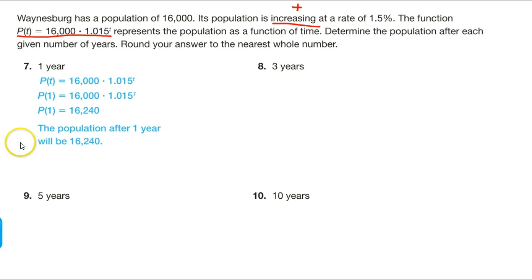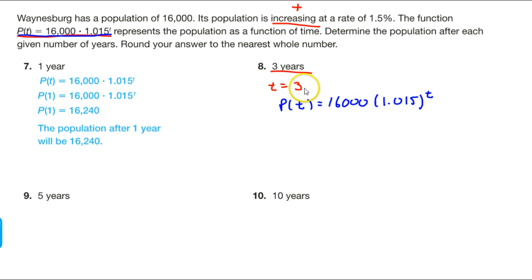So for number 7, they're giving you an example, and I'm just going to show you what number 8 would look like if we go step by step. So they're giving us t is equal to 3 years, which means we can write that down. We know that our function is given to us by P of t is equal to 16,000 times the quantity of 1.015 to the t power. And I grabbed this function from here. That's where this came from. They're giving it to us.